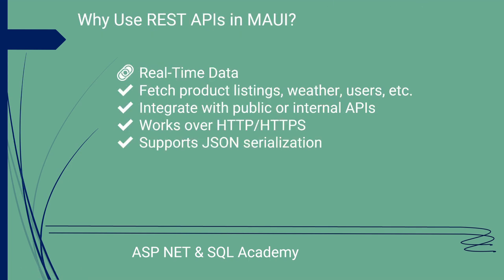REST APIs power most modern apps. By calling APIs from your movie app, you can show live data and interact with backend systems.